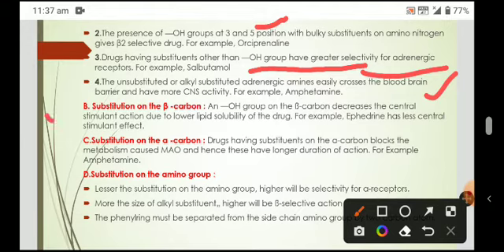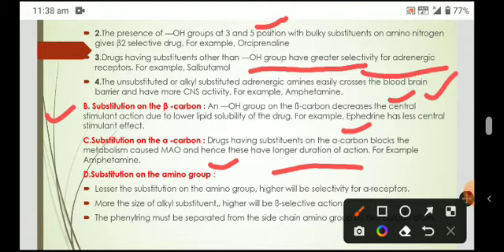Now the second substitution, on the beta carbon. If an OH group is present on the beta position, that decreases the CNS activity, that is the central stimulant action. Third is substitution on the alpha carbon. If a substitution is present on the alpha carbon, it blocks the metabolism caused by monoamine oxidase, and that is why such drugs have a longer duration of action. Then the last substitution is on the amino group.